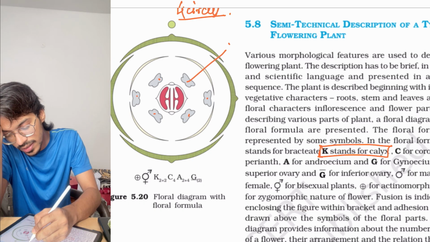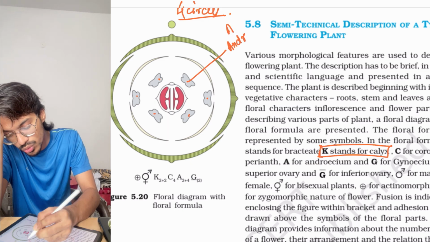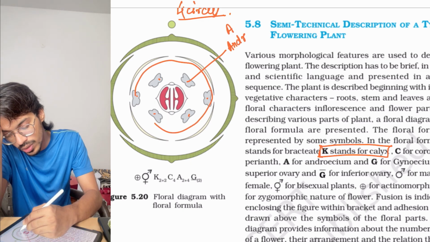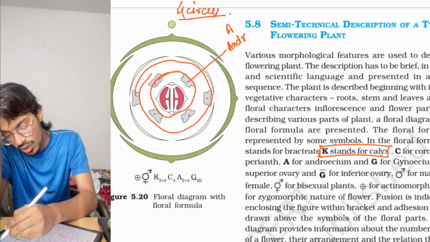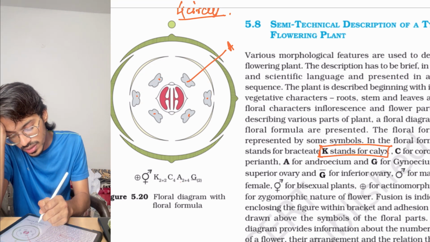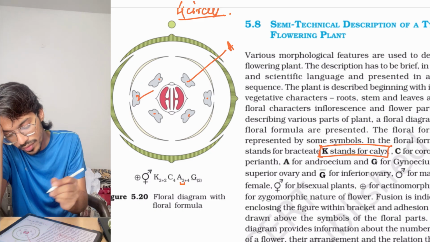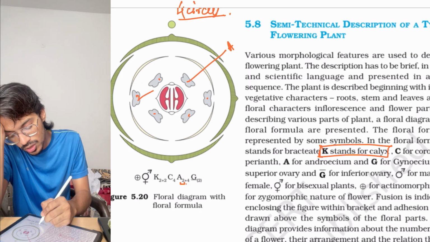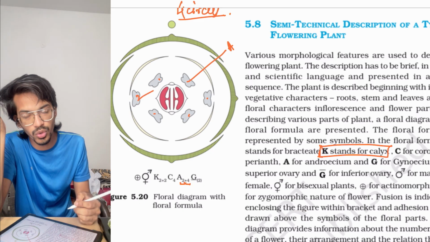Okay. Then comes the next whorl, these things. These are the androecium. For androecium we use the letter A. So there is one outer circle of it, then an inner circle of it. The outer circle would be only 2, so we will write 2. Inside circle, 4 are present, so plus 4.